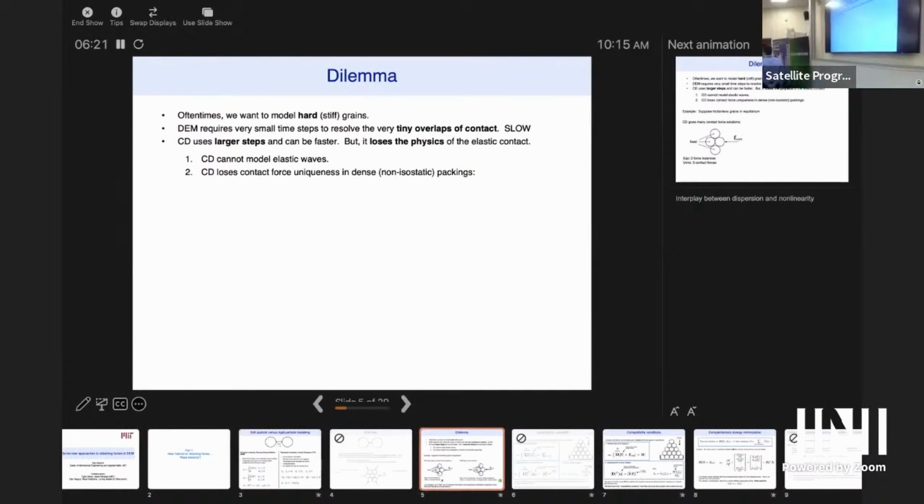Okay, so in a lot of the world of granular problems, the grains are usually pretty stiff, right? Really stiff. If you think about sand, for example, those elastic deformations are so tiny. So typically we want to model those kinds of grains. Now to use DEM, that's the soft particle approach, this requires really small time steps because you're resolving microscopic overlaps to figure out that force. So when it's very stiff, it can be very slow.